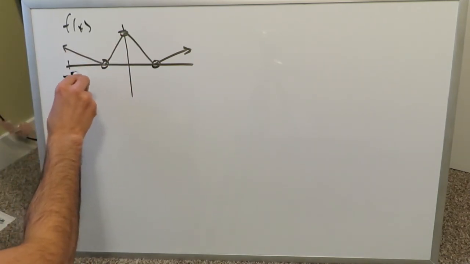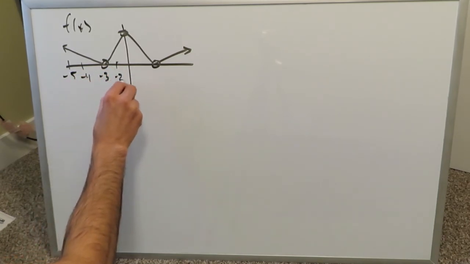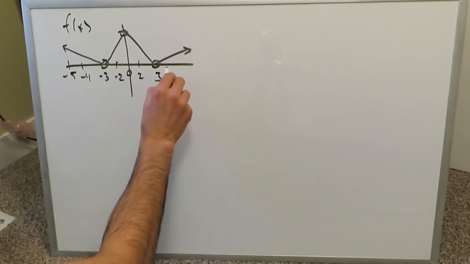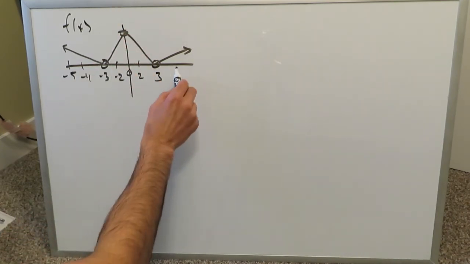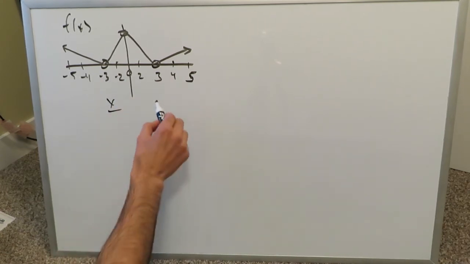We can come up with some values. Let's call this minus 5. We can call this minus 4, minus 3, minus 2. We'll call this 0, 2, 3. Because it's symmetric about your y-axis, just be symmetric with regards to your points on the x-axis values, and now you should be comfortable with the procedures.